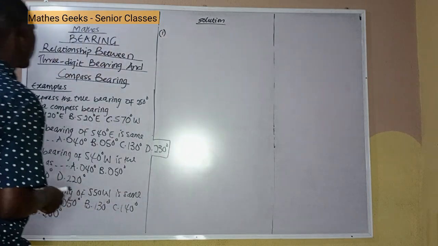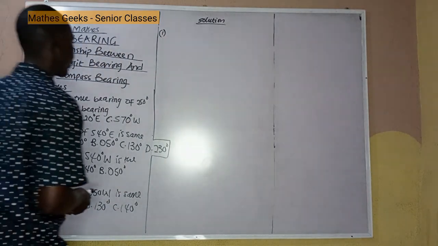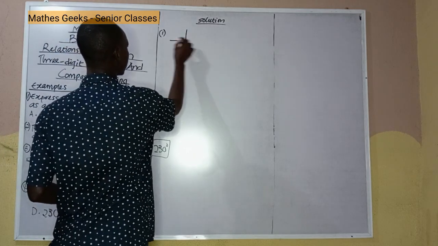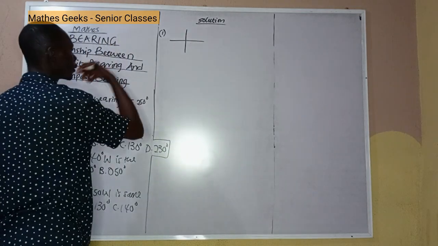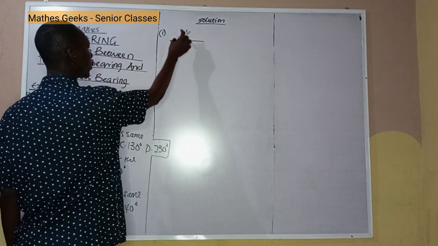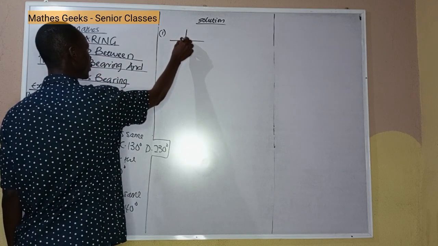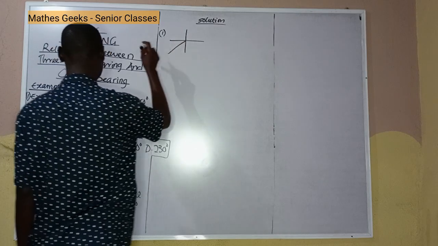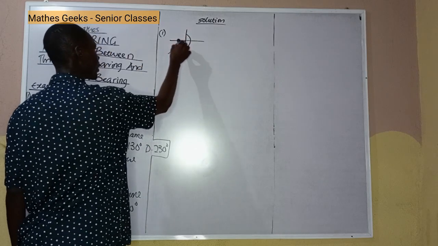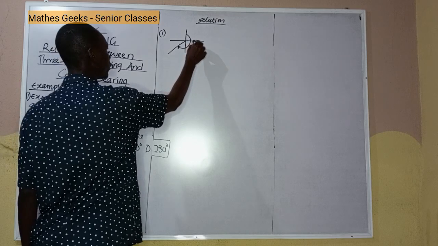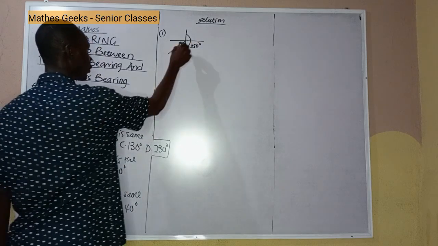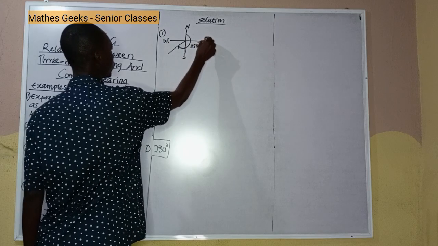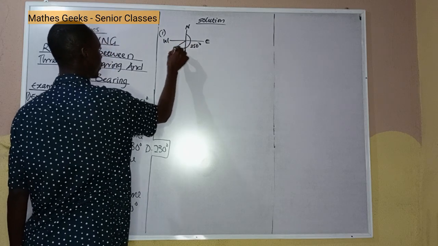Express the true bearing of 250 degrees as a compass bearing. So 250 degrees as a compass bearing will give us... 250 is here in this quadrant. So as a 3-digit bearing, it is from the north to this line, that's 250 degrees. Then as a compass bearing, it's going to be from the south to the line.